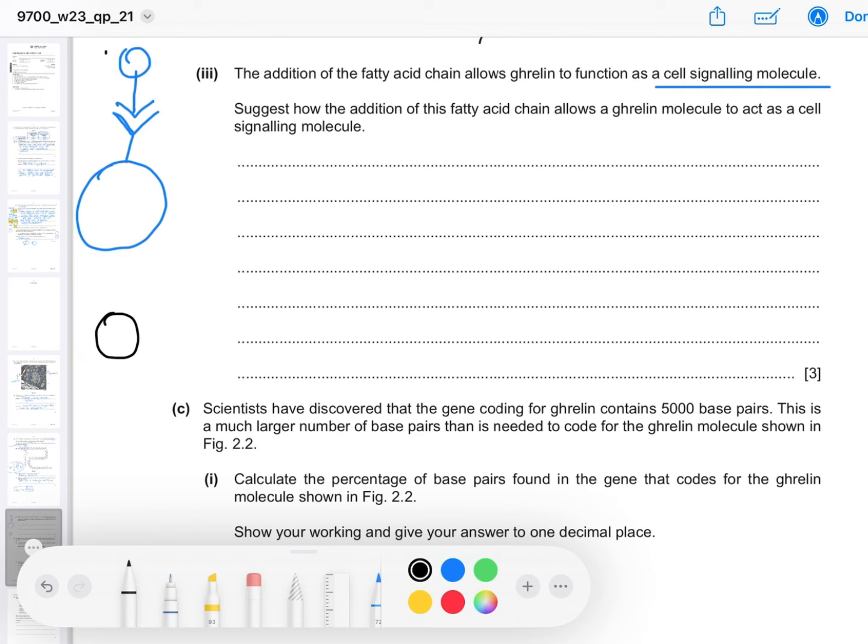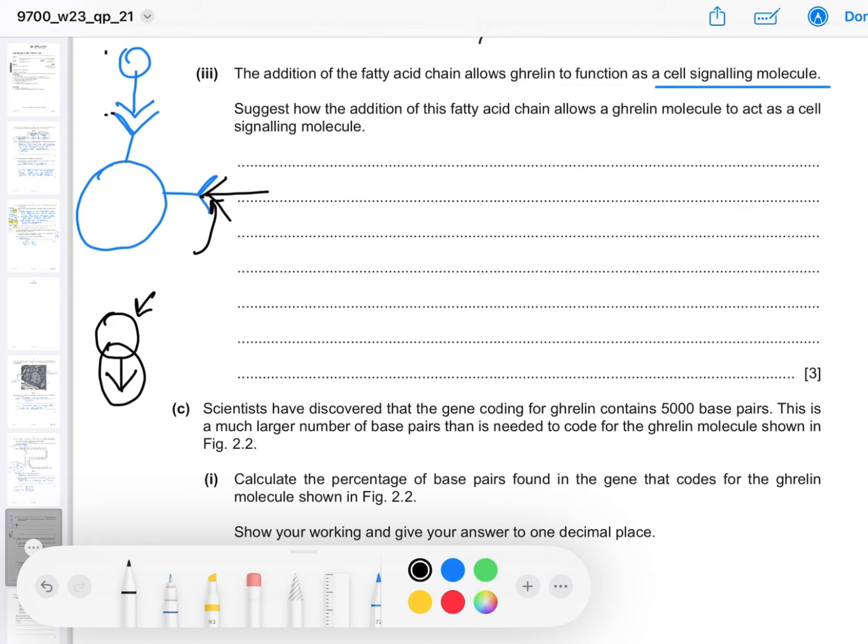Let's say this is the ghrelin molecule alone on its own. It doesn't have the saturated fatty acid, and as you can see, this cannot bind to the receptor site over here. Now if you were to add the fatty acid molecule like so, this shape would be complementary to the receptor site, allowing the cell signaling molecule to bind to the cell.